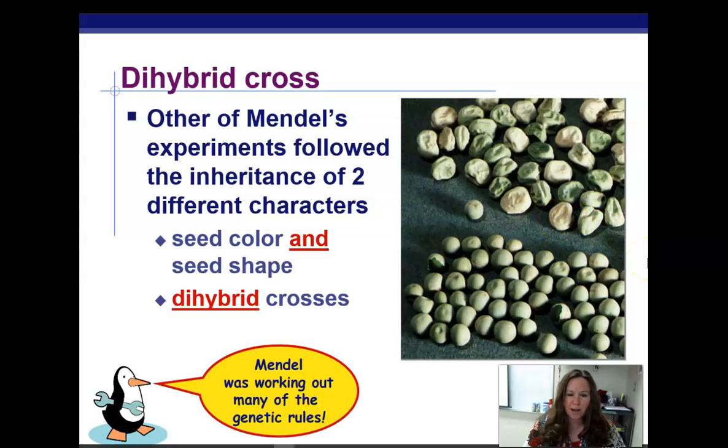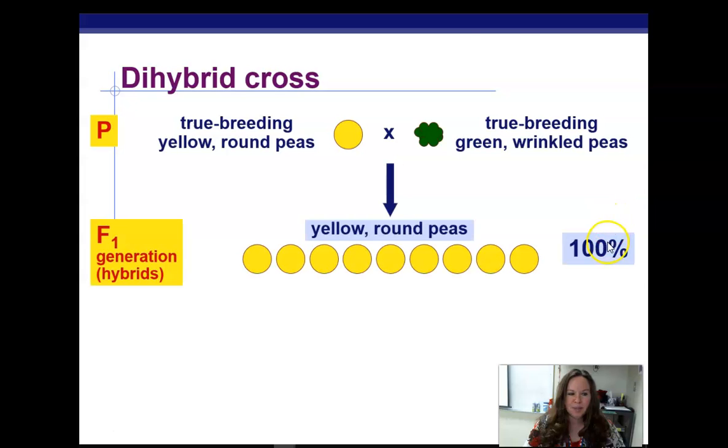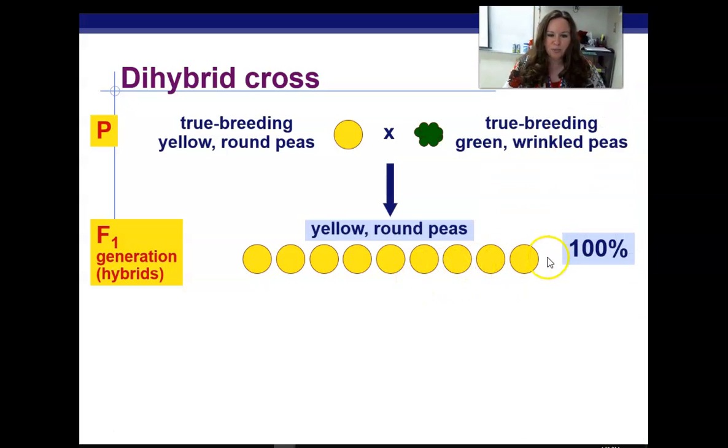In this, he's going to work out some more of these genetics rules that we need to follow. All right, let's follow this. We have a true breeding or homozygous yellow round pea, and we cross it with a true breeding green wrinkled pea. Again, true breeding means homozygous. So both of these peas are homozygous for both of their traits, yellow round, and green wrinkled. So he crosses them, and 100% of his F1 generation is yellow and round.